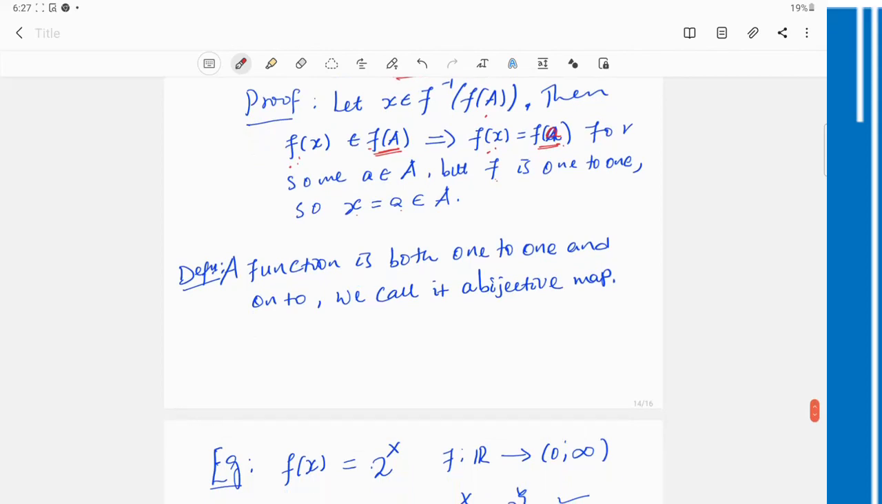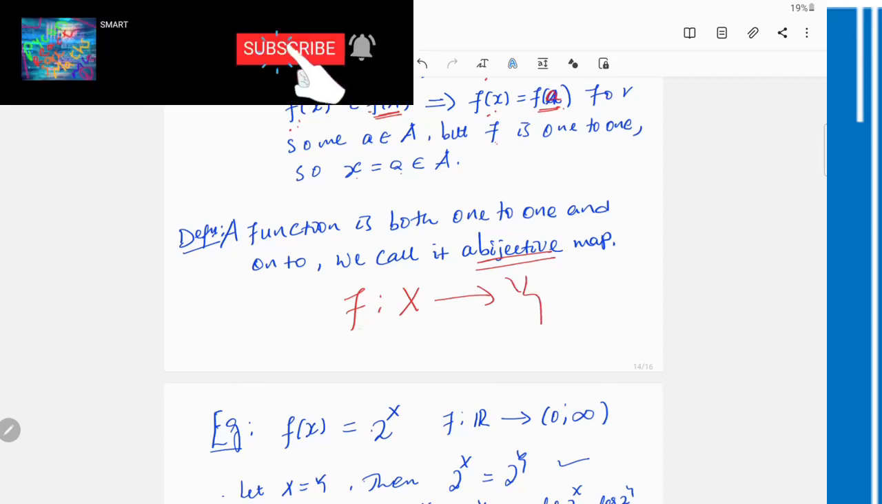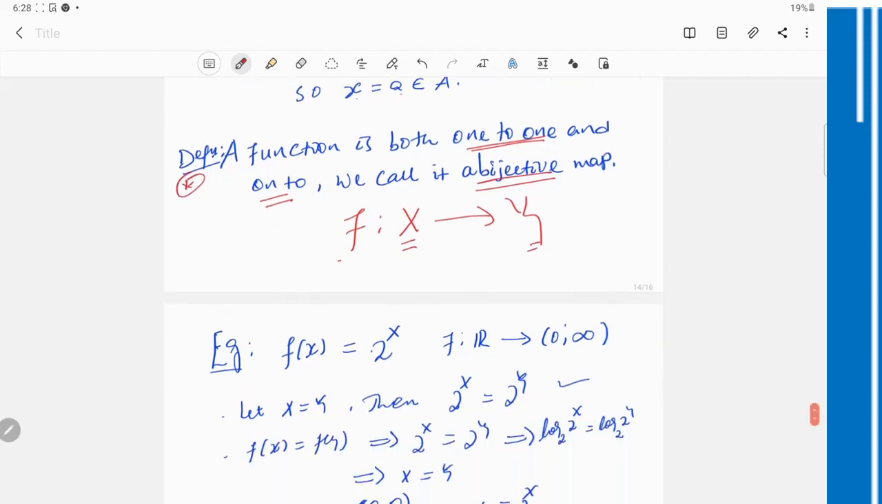A function which is both 1 to 1 and onto, we call it a bijective map, or a 1 to 1 correspondence. If f is a mapping from X into Y, then we say f is bijective if it is both 1 to 1 and onto. Another way is to say that there is a 1 to 1 correspondence between X and Y. So this is an important thing also.